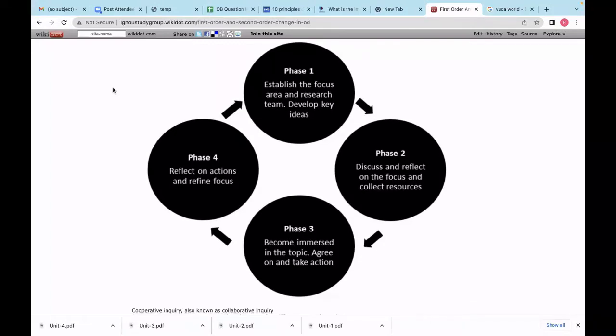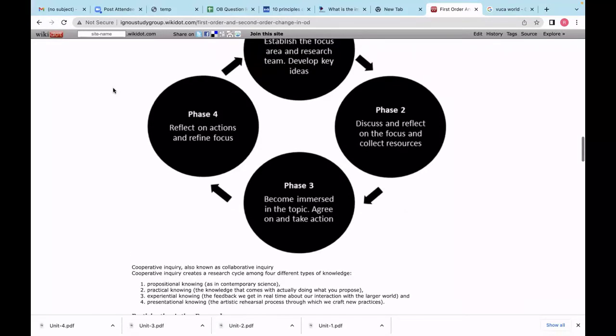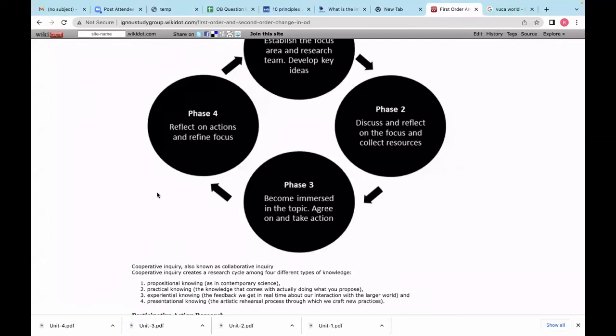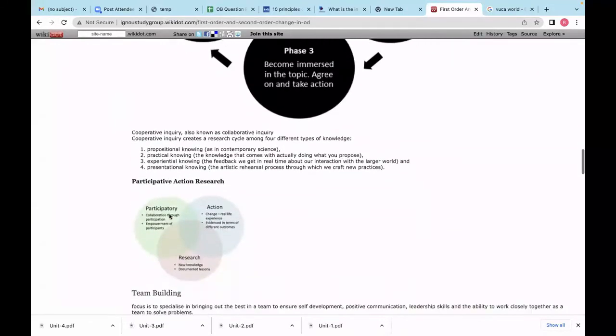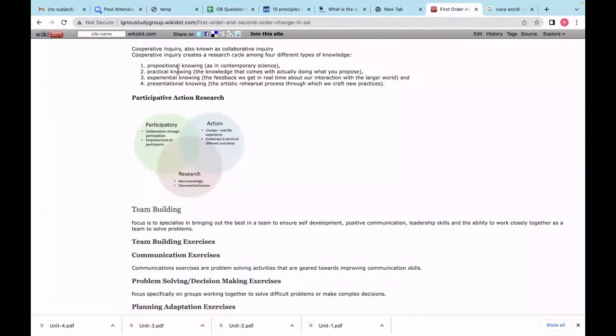While this process is happening, this is a knowledge focused process. So there are actually 4 types of knowledge that this cycle takes through. 1, propositional knowledge. Propositional knowledge is nothing but what science tells about this.